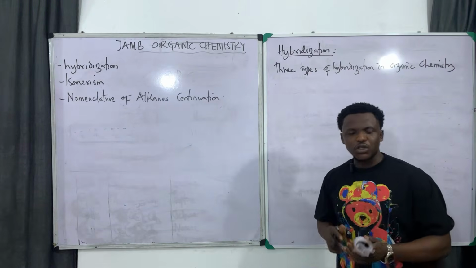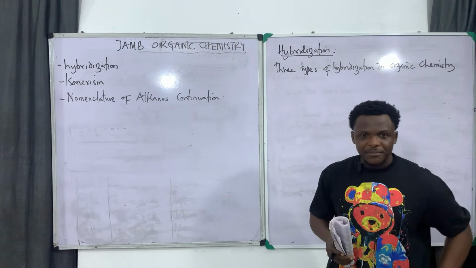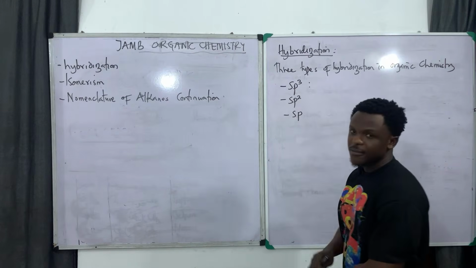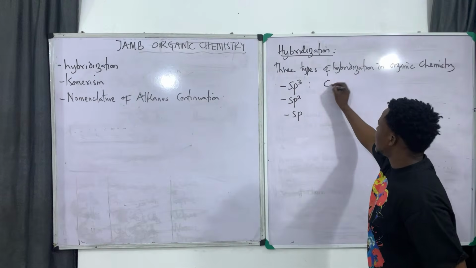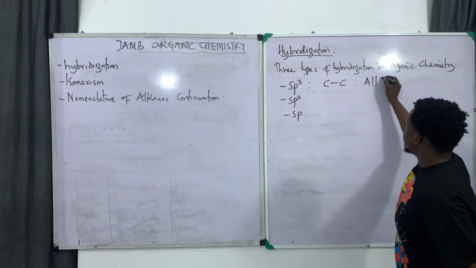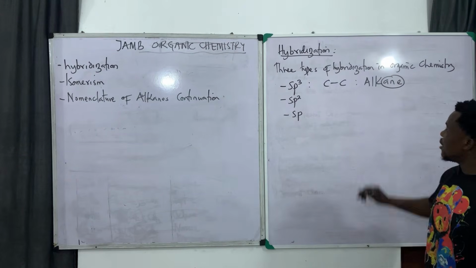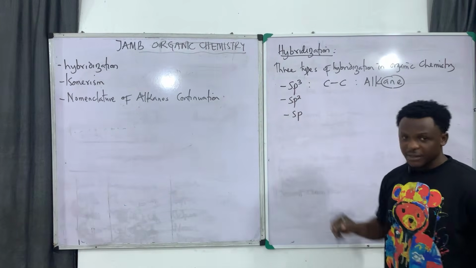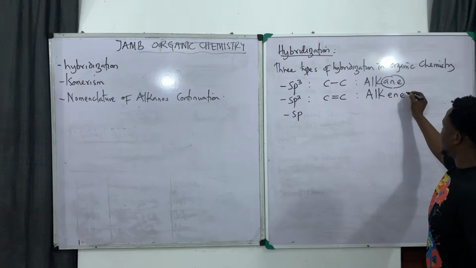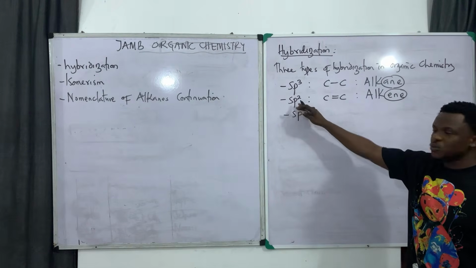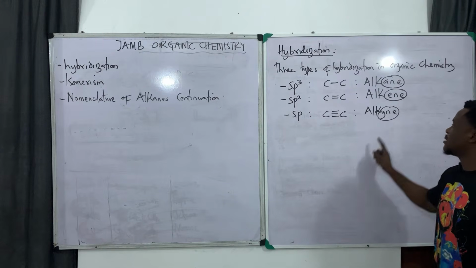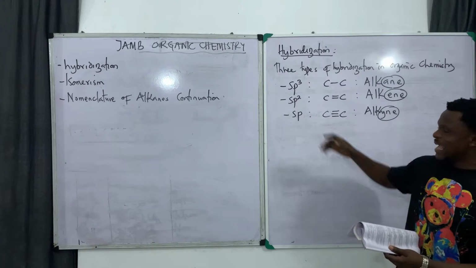So whenever you see hybridization, just know that we have three types: the first one is sp3, the second one is sp2, the third one is sp. Where can we find sp3? Anytime you see a compound that has carbon-carbon single bonds, or a compound name that ends with ane, it means it contains sp3. The next one is a compound that contains a double bond, or whose name ends with ene. That means it contains sp2. Then, anytime a compound name ends with yne, that is sp.